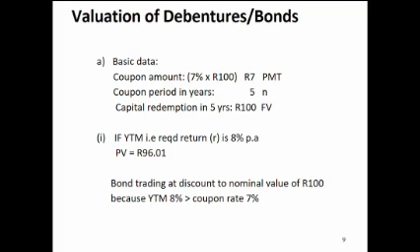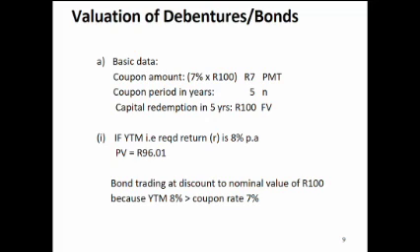Okay, so now that we've gone through the question and the required, let's have a look at the solution for A. So we were told that the bond has a face value of 100 Rand, and then the coupon rate is 7% per annum, paid annually.